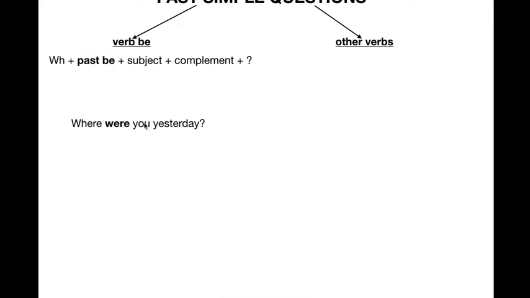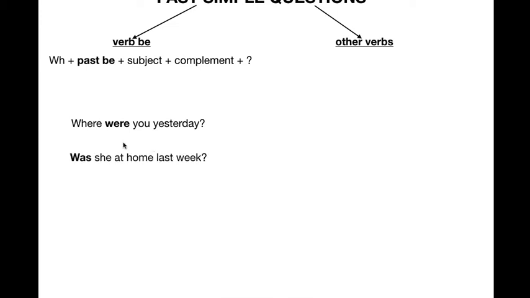For example, where, this is the WH, where, without H, sin H, is the past of be. Then you, because where is with you or you is with where. And finally, the complement, yesterday. If you want to ask, ¿dónde estabas ayer? For example, estar, okay, verb be. So, in past, it's gonna be, were you, okay?